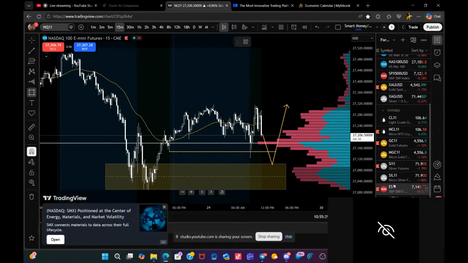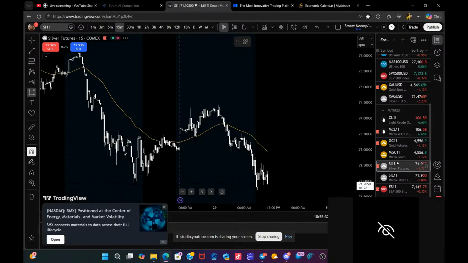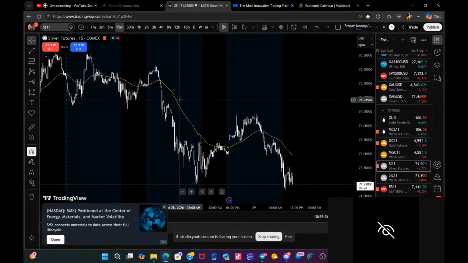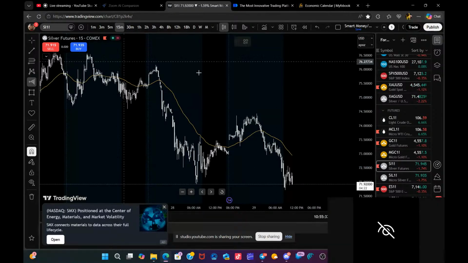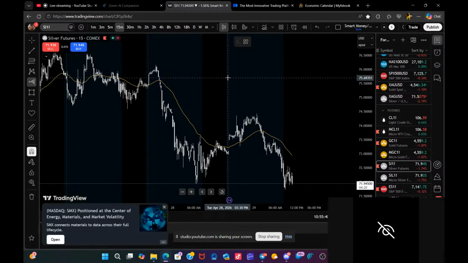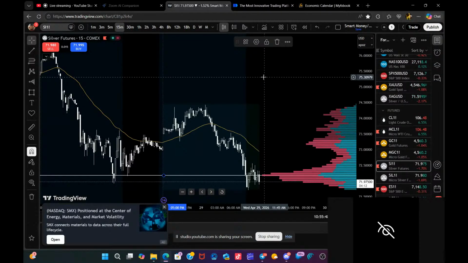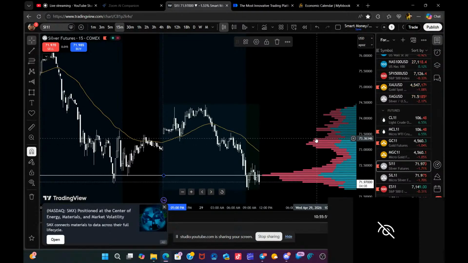Let's move up the charts and look at silver since it is next. As you can see, silver is clearly bearish. Let's put on the volume profile and see what we've got. If I put it on here, I like to put it at the start of the trading day. Now, remember what I told you guys about those high volume nodes? Look at this one right here.